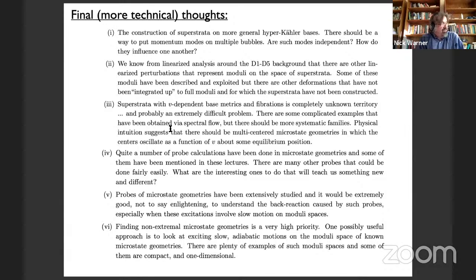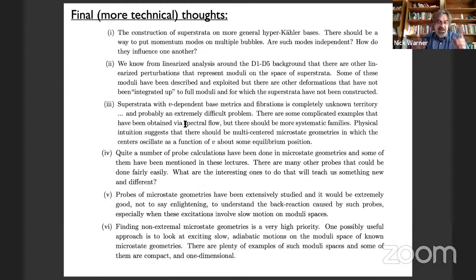The other thing that, right from the first lecture, I said is that we're never going to do V-dependent base metrics. It's unknown territory and it's probably a very difficult problem. So even within the realm of what we know how to do, what I've been discussing, there are lots of new things you could try doing. This one is really hard, I think, V-dependent base metrics. But I do have a feeling there should be some simple things.